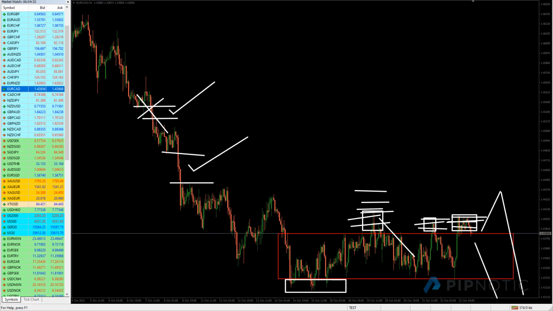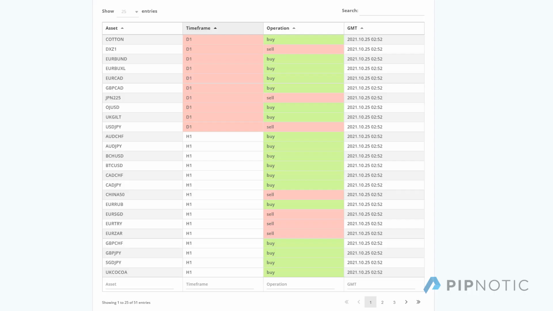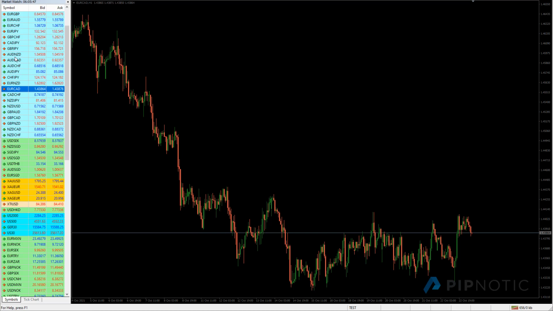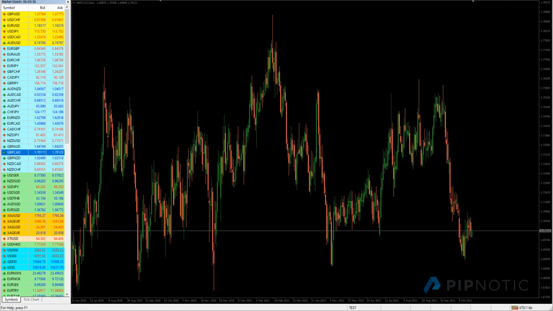But let's look for another example. We clear off the charts here, and we'll do one more example. We'll look at the pound Canadian. This is daily, and this is a buy. So pound Canadian, here. On the daily chart, we're low. Yes, we are indeed very low.